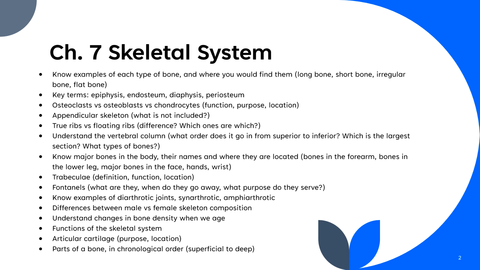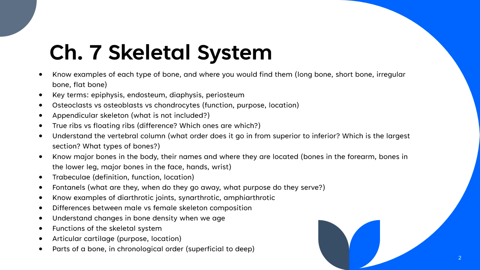Understand the vertebral column. So what order does it go in from superior to inferior? What is the largest section and what types of bones are these? So we can see a great image of this on page 130, and we can read about it on page 129. So we know that the vertebral column consists of a series of 24 separate bones, also known as vertebrae. We know that these are irregular types of bones.